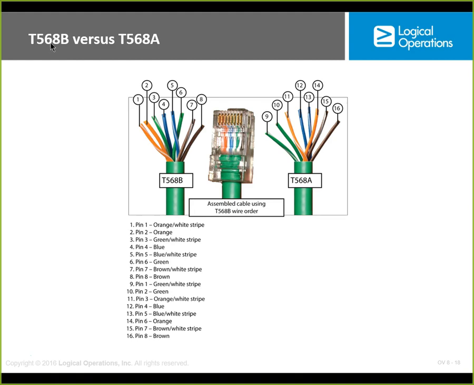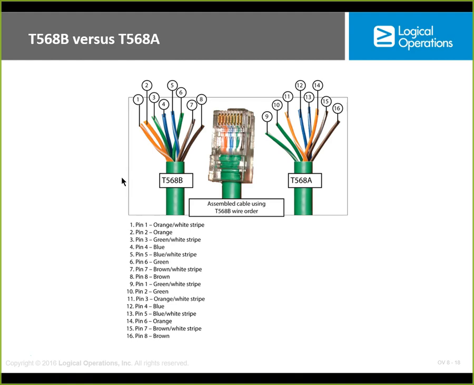In 568A and 568B, we have the colors of the wires: orange and white orange, green and white blue, blue and white green. This is the order that the wires would go in before you put them into the RJ45 connector. Then you would use a crimper to put little pins through the wire to make an electrical connection. And then you've got another piece that goes across the shield to hold it in place.